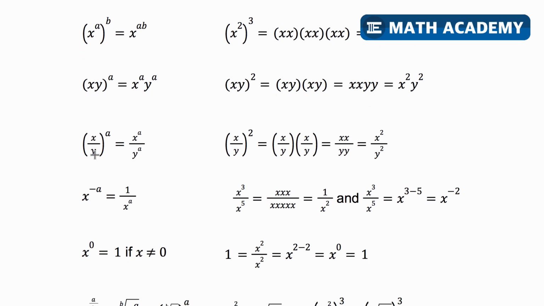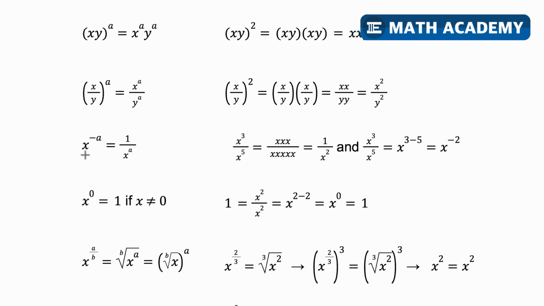Next, x divided by y to the power of a equals x to the a divided by y to the a. Here we have x over y squared. That means x over y times x over y, which is x times x divided by y times y, which is x squared over y squared. So x over y all to the power of a equals x to the a divided by y to the a. Each part inside here gets individually raised to the power of a. It's kind of similar to this rule in that sense.